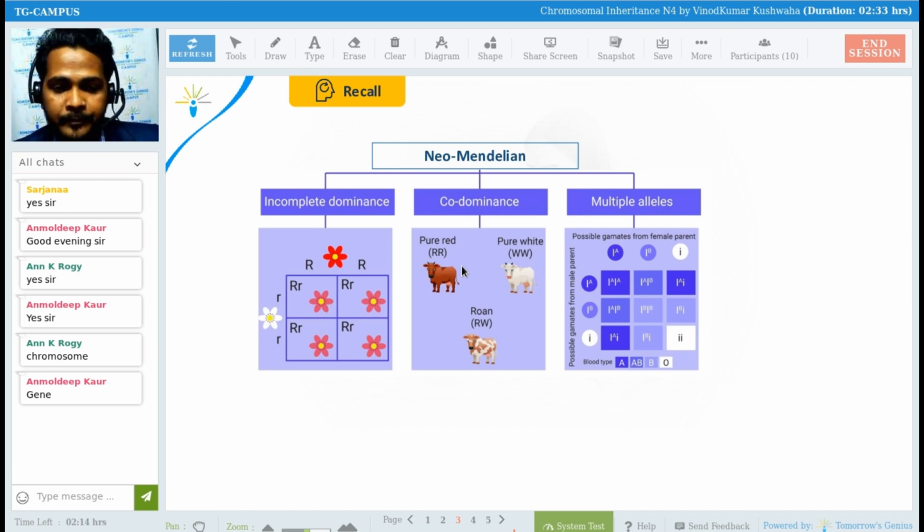Okay, so the next topic is multiple alleles. Who is going to tell me about multiple alleles?